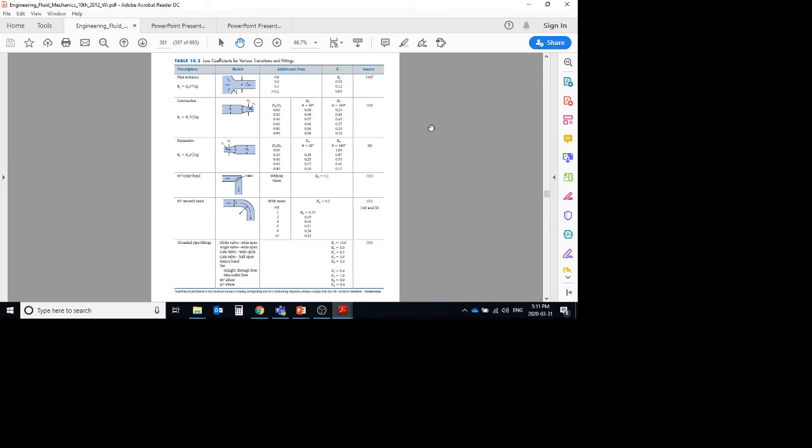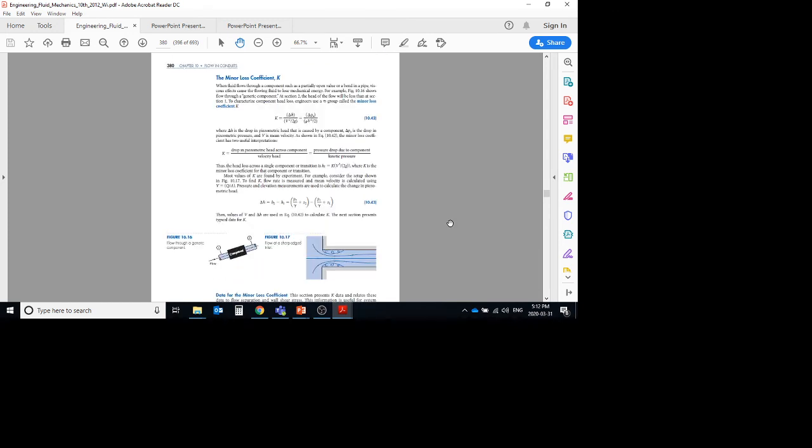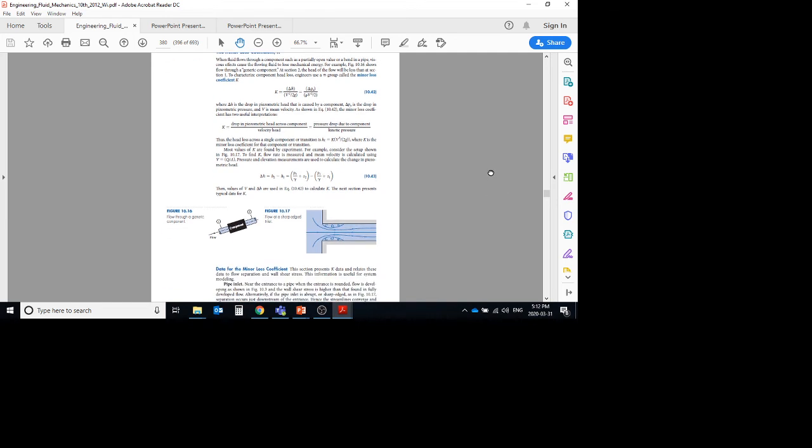Okay, so this K value is given, and if you know the K value, like for instance a globe valve wide open, the K value is 10. That means the value is very, very high. But for a 45-degree elbow, K value is only 0.4. So if you know the K value, you can just put it in this formula, and you can calculate the head loss, or minor head loss.